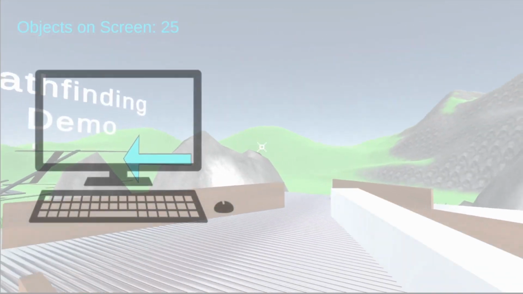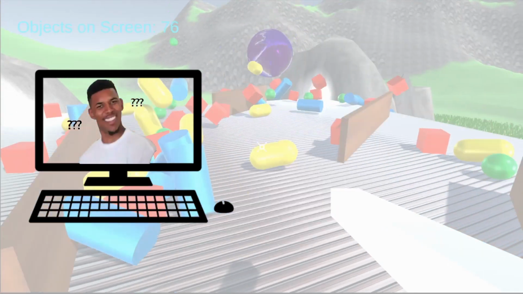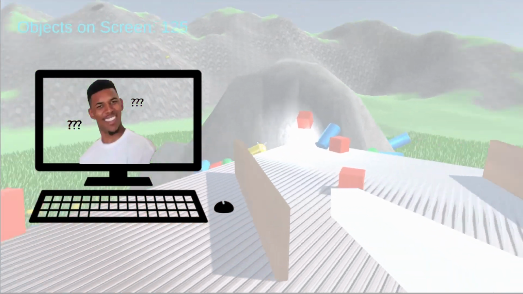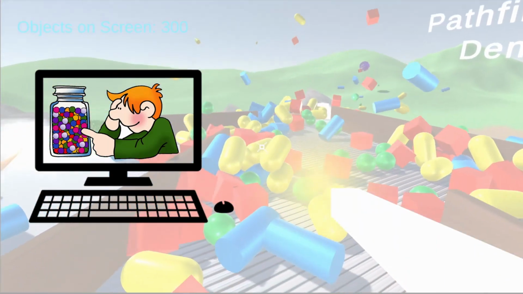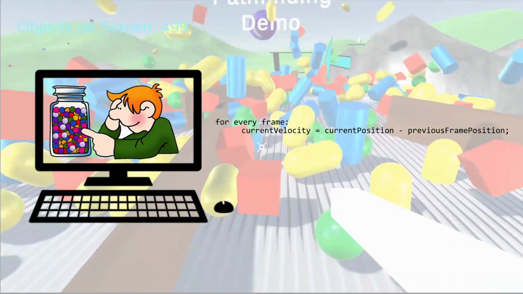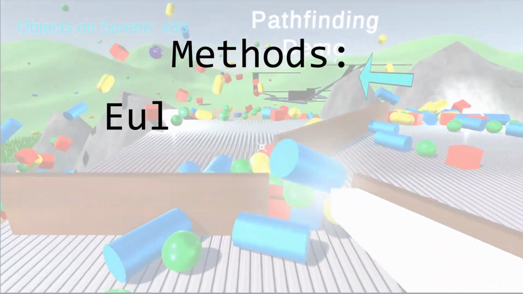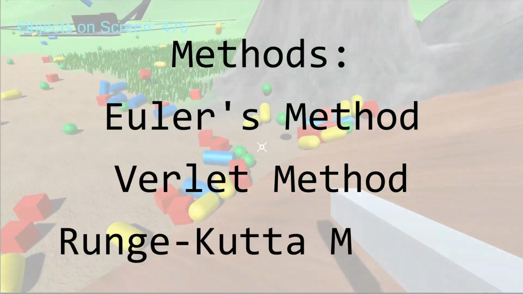These equations, however, are impractical for computers because they don't know what an integral is. You have to tell them. Computers use precise estimations instead and calculate the position and velocity of an object each frame to simulate forces. These methods include Euler's method, which we are familiar with, the Verlet method, and the Runge-Kutta method.